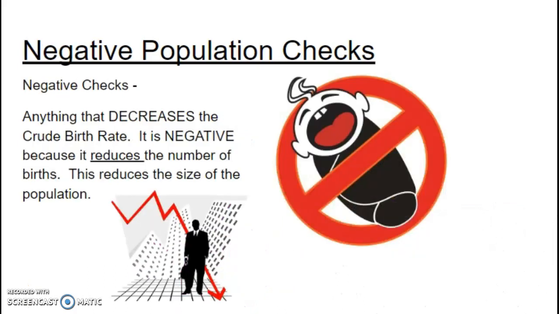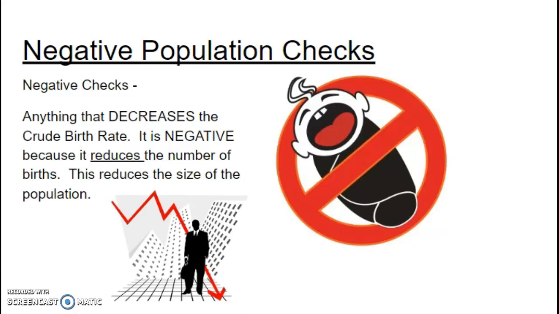Negative population checks are negative because they decrease the birth rate. So it's a minus from the birth rate. Okay. Things like economic recessions, where people say, I don't think it's a good idea to have a kid because we might not have enough money.